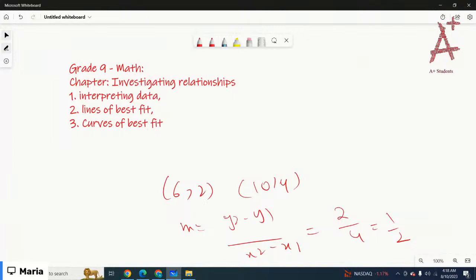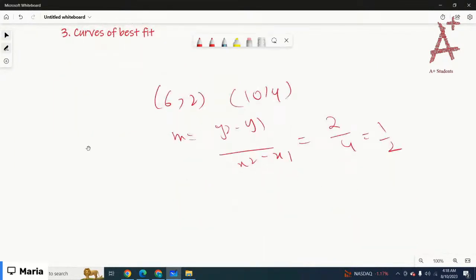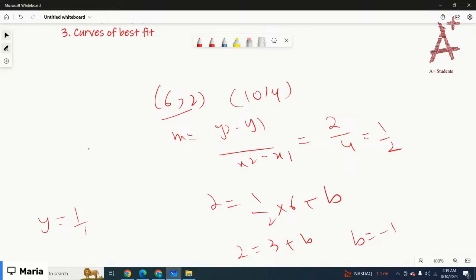So just put the slope into the line and find the equation. So it would be 2 equals 1 over 2 times 6 plus b. It would be 2 equals 3 plus b, and 2 minus 3 is negative 1. b equals negative 1. Then the equation is y equals 1 over 2 x minus 1, right? That is the equation of the line, right?